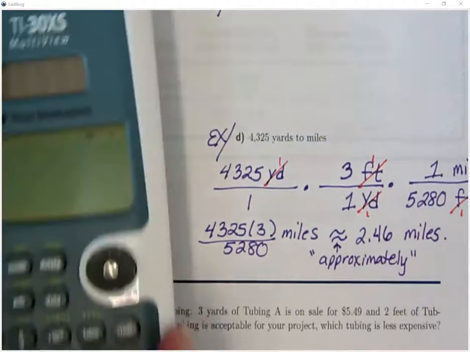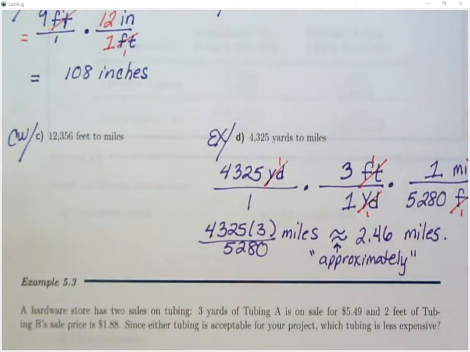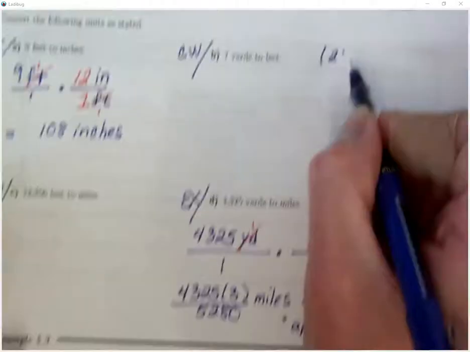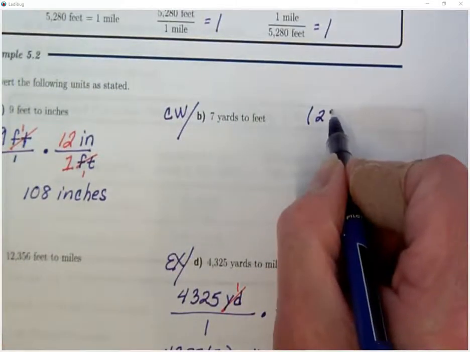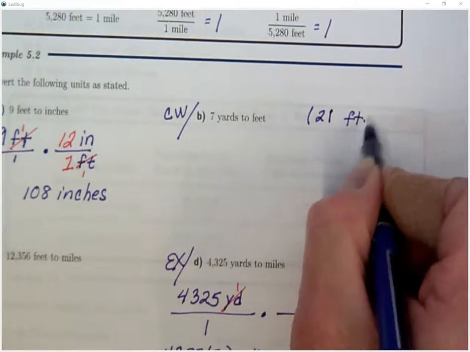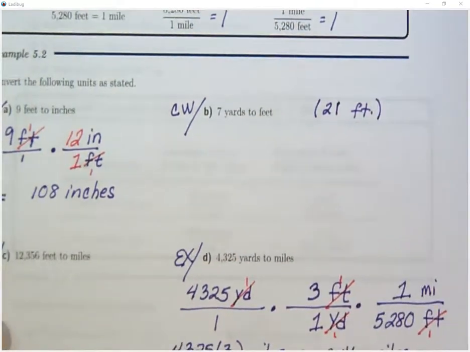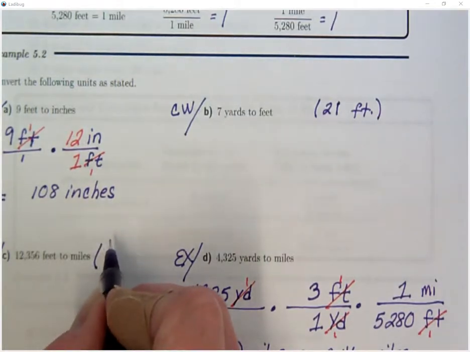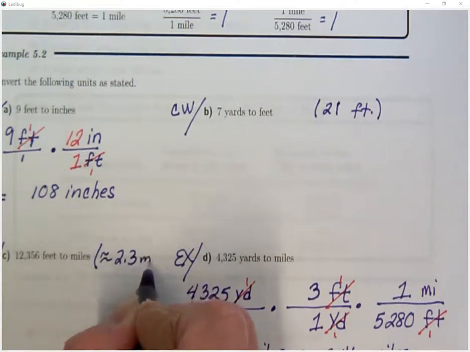I do want to give you the answers to your classwork as well. This one, the answer is 21 feet for B. And C, the answer is about 2.3 miles.